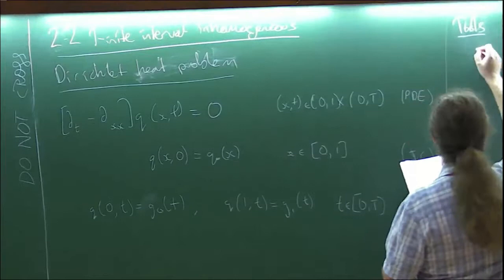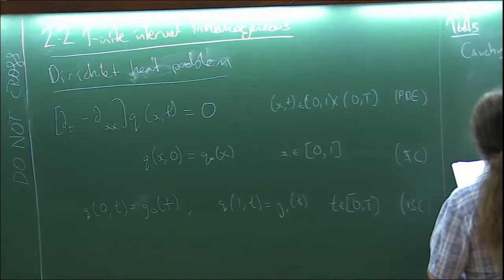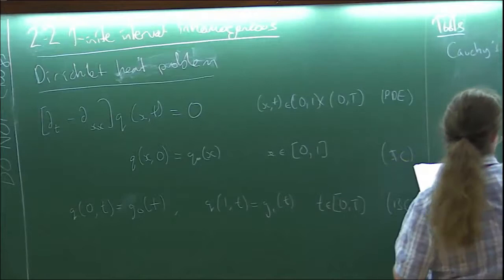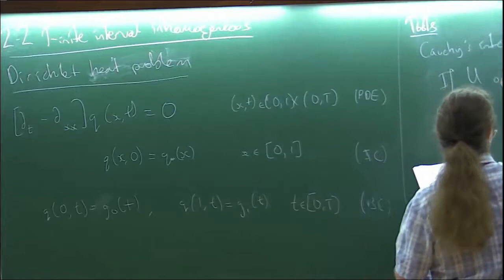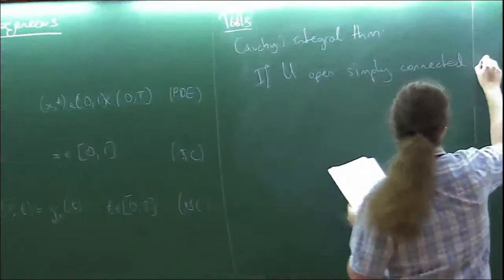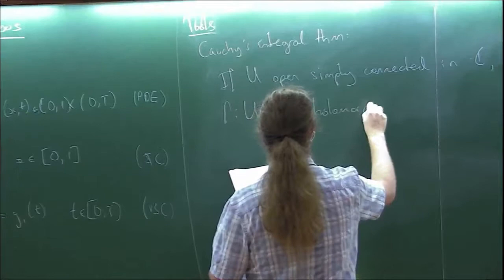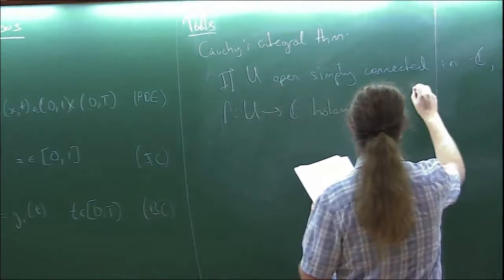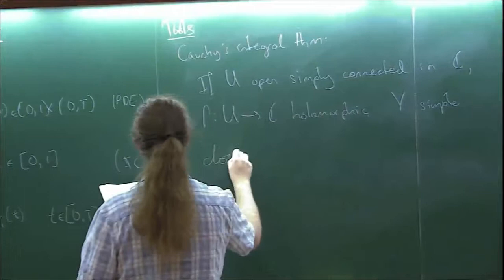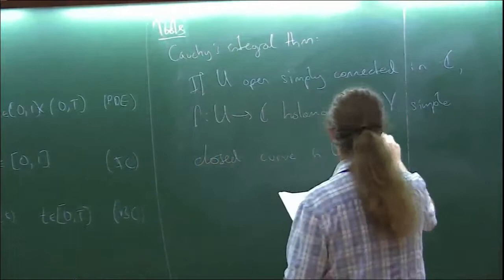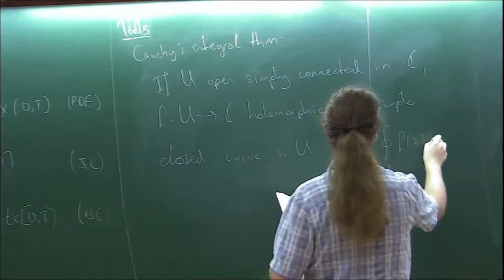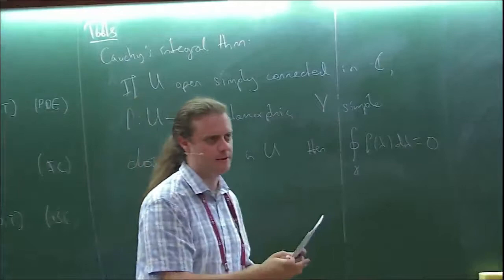And the tools are Cauchy's integral theorem, which says that if U is open and simply connected in the complex plane, and f from U to the complex numbers is holomorphic on U, and gamma is a simple closed curve in U, then the integral around gamma is zero. Yeah, sorry. So where Tom used capital gamma to represent the contour, I'm using lowercase gamma, even though Tom used that to represent the parameterization.